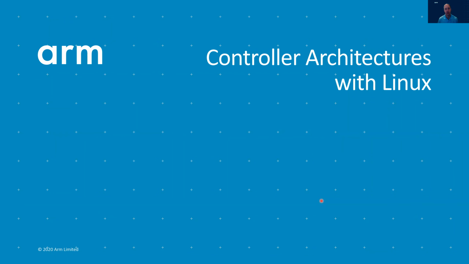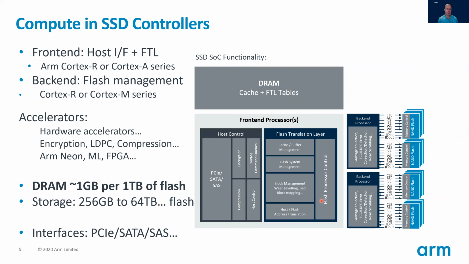So now let's get into the details of controller architectures with Linux. If we look at a traditional SSD, it already has a significant amount of compute. This block diagram here on the right is our SSD, and it's broken up into a front end and a back end. That's how typical controllers are developed, where the front end usually has host interface management and flash translation layer management. The back end is typically the flash management for managing the flash channels.